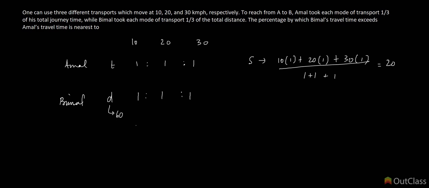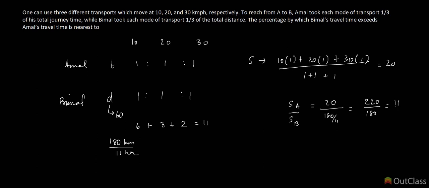So if he is traveling 60 kilometer each using the different modes of transport, in the first leg he will take 60 by 10, 6 hours, second leg he will take 60 by 20, 3 hours, third leg 60 by 30, 2 hours, 11 hours. So he has done 180 kilometers in 11 hours. That is the speed for Bimal. So if you look at speed Amal by speed Bimal, that will give you 20 by (180 by 11), which is 220 by 180, which is 11 by 9.